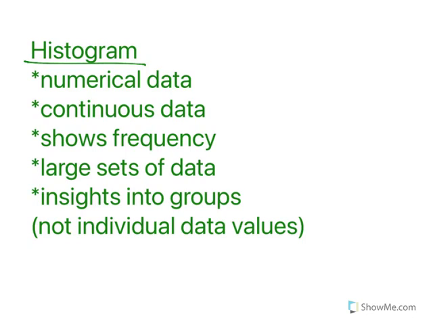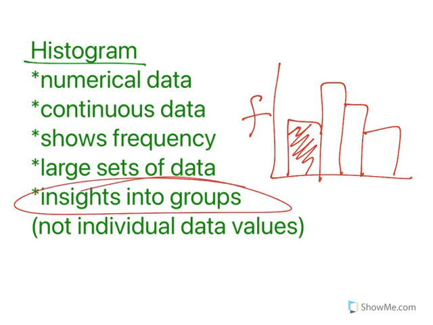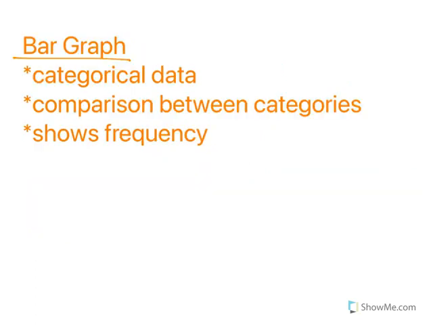Next, let's look at a histogram. A histogram is also for numerical and continuous data. But the big thing about histograms is that it's a bar graph where the bars touch and we show frequency. These are good for large sets of data. Maybe you group data together in intervals. The big thing is that these bars show insights into groups. So if you want to look at individual data, histograms are not for you. It's more about investigating groups.